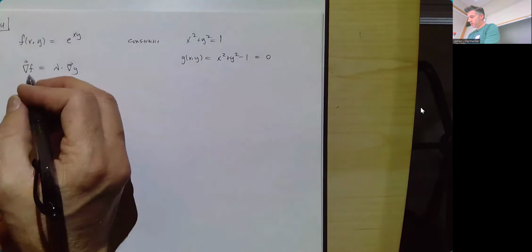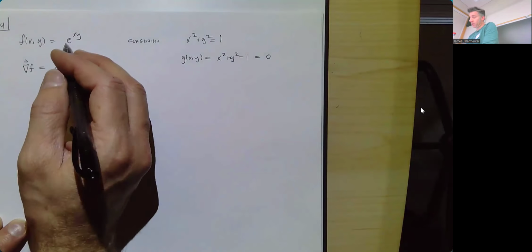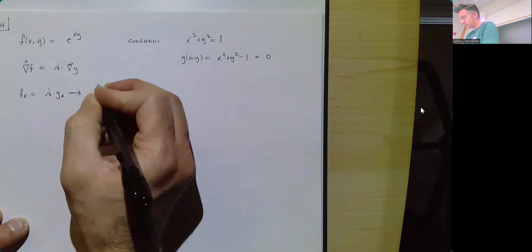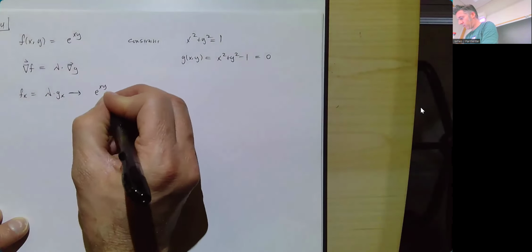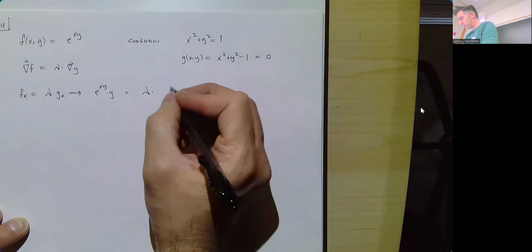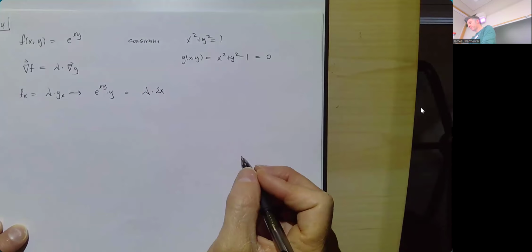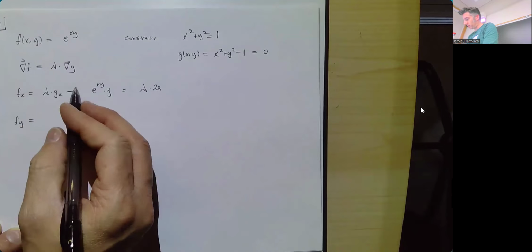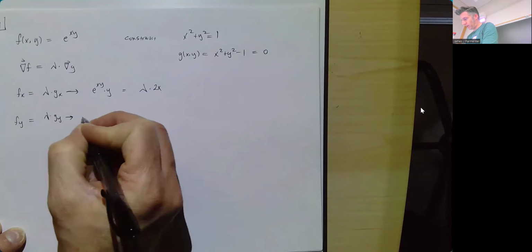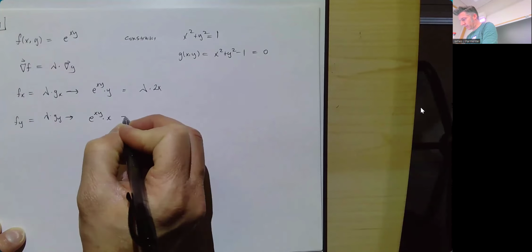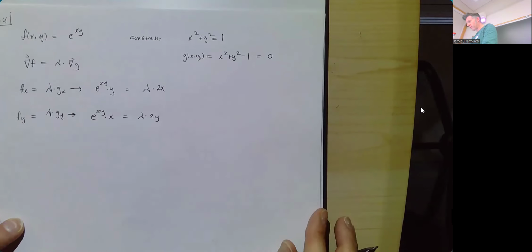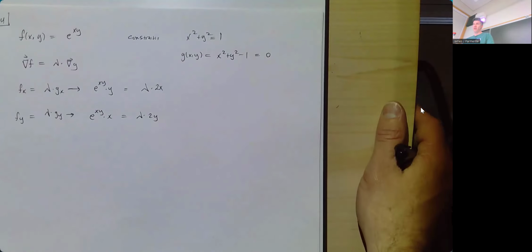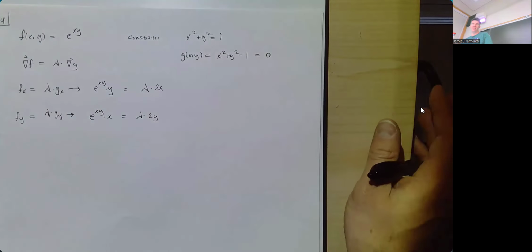Okay, so the gradient of f, let's do the x part. So f x equal to lambda times g x is going to give us f x, which is e to the x y times y, equal to lambda times g x, which is 2x. And then similarly, f y is going to be equal to lambda times g y, and we're going to get e to the x y times x equal to lambda times 2y. To me, it seems relatively clear that you're going to get x and y equal to each other, because if you interchange x and y, you kind of get the same thing.